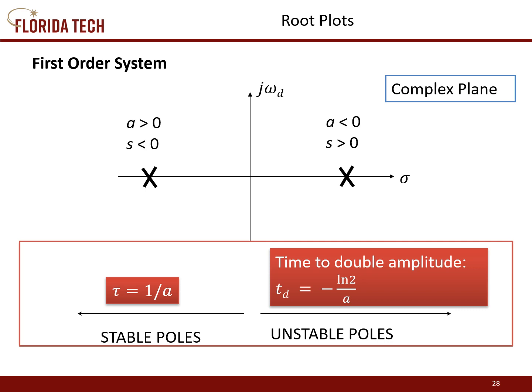If the pole falls in the right half plane for a negative value of A, then we're going to get a time to double because it's unstable. And remember, we have an equation: time to double is minus the natural log of 2 divided by A, where A is a negative number.